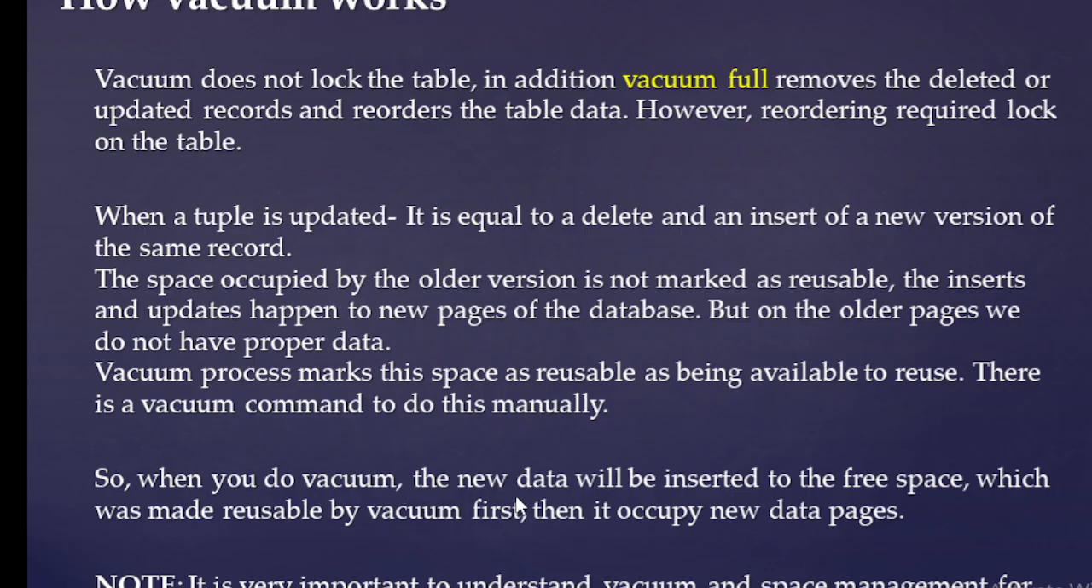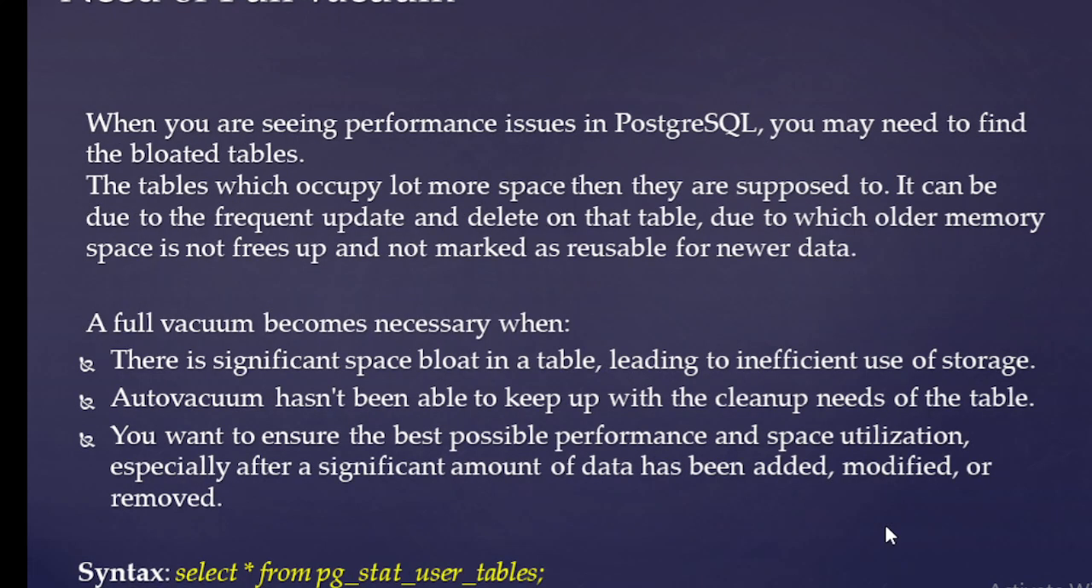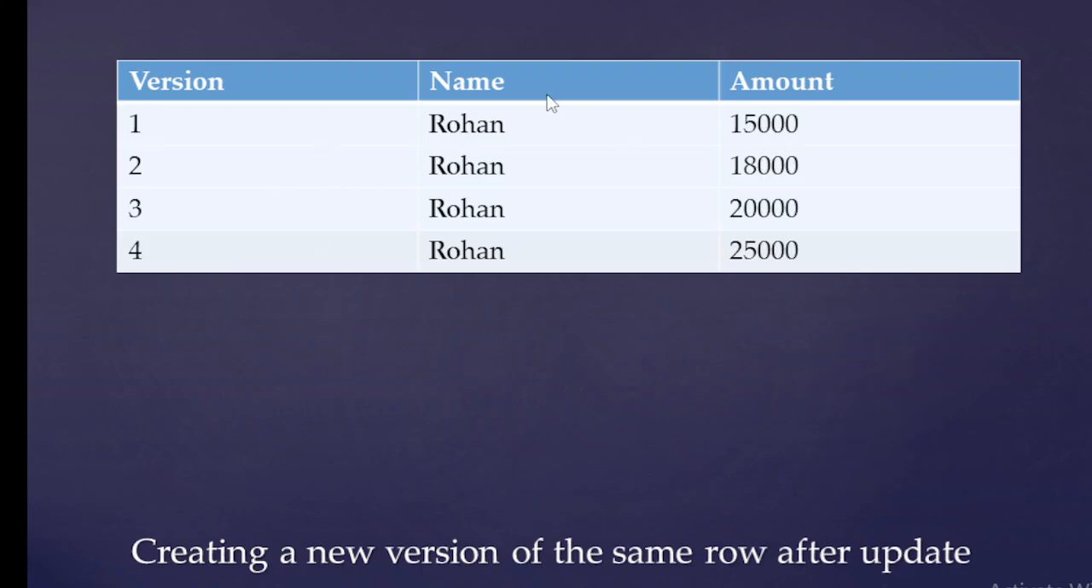So when you do vacuum, all the older data will be marked reusable in the free space map, and new data will be inserted into that free space first, and then occupy new data pages. When you do vacuum, the space of the older versions of the records will be marked reusable. If you make another update or delete, this space will be used first, and then it will occupy new space on the disk.